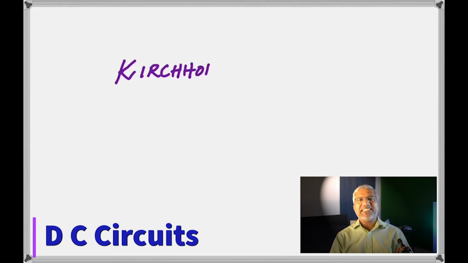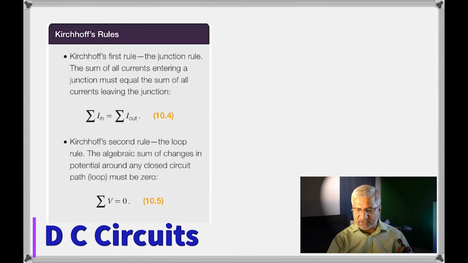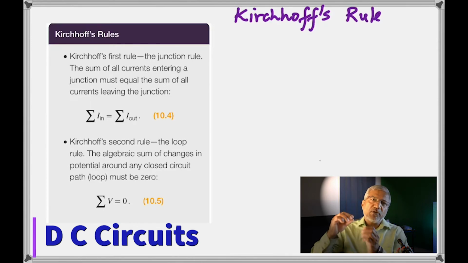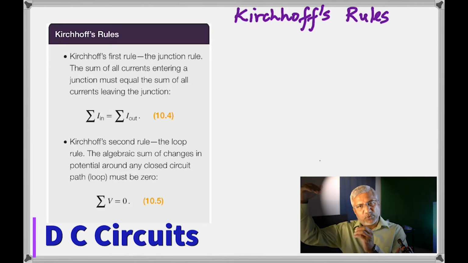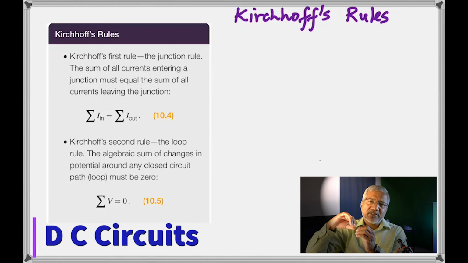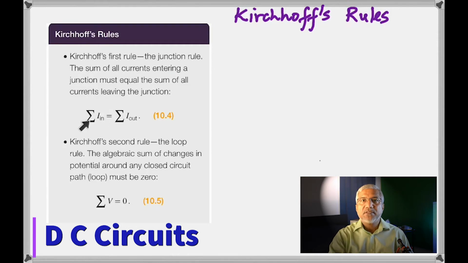The first rule is called the junction rule, because it's to do with a junction, and simply states that the total current flowing through a junction is 0. So that is Kirchhoff's first rule. What does that mean? When you look at an electrical junction, there will be some currents flowing in and some currents flowing out, right? The total current coming in will be equal to the total current flowing out. That's what's written here. The sum of the currents coming in is equal to the sum of the currents flowing out, which means that the net current is zero, coming in as positive, going out as negative.